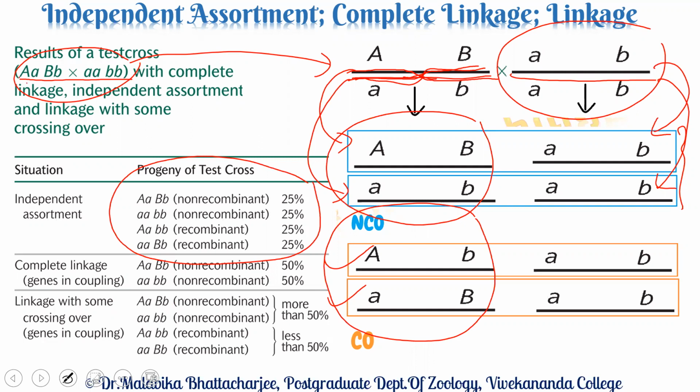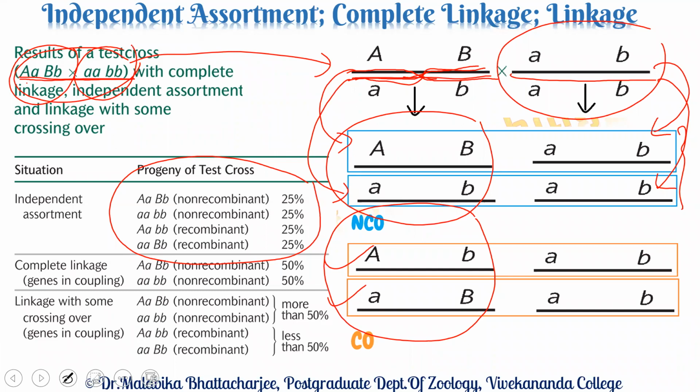Remember, this is a test cross. This is not the typical F1 cross that we studied in Mendelian experiments. This is a test cross where we have one heterozygous parent and the other is homozygous recessive for both the genes in concern. So in independent assortment, we are getting 4 categories of gametes, all in equal amount: 2 sets non-recombinant or the parental type, which are known as the NCO, and 2 sets of the recombinant type, which are known as the crossover products.